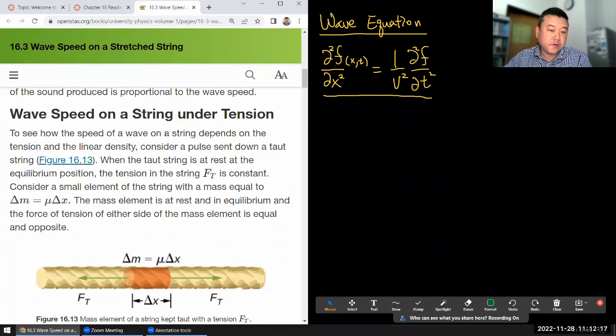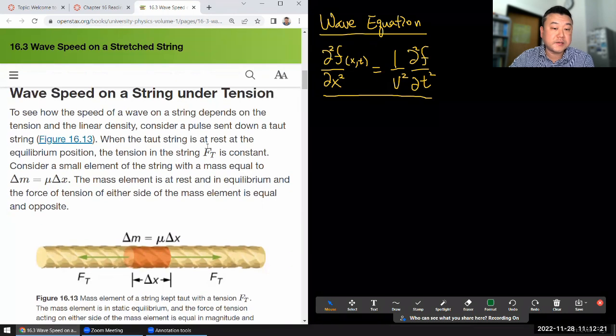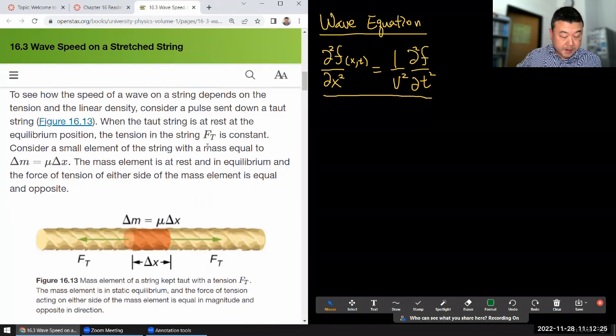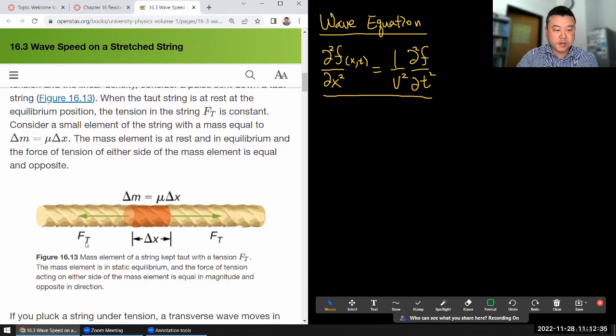So, wave speed on a string under tension. To see how the speed of a wave on a string depends on the tension and the linear density, consider a pulse centered on a taut string. I think the figure, oh, I guess they are describing a taut string. Okay, so let's just look at this figure.